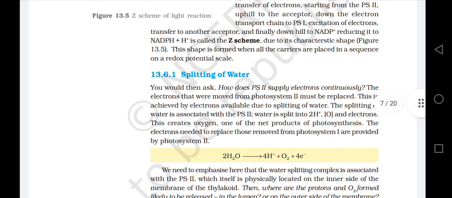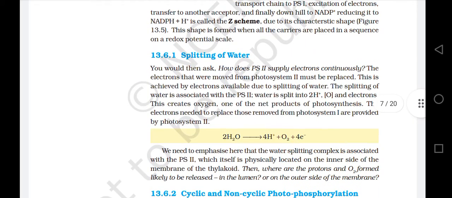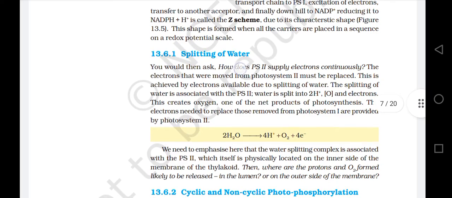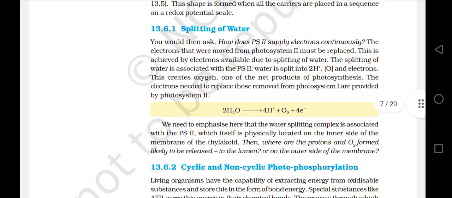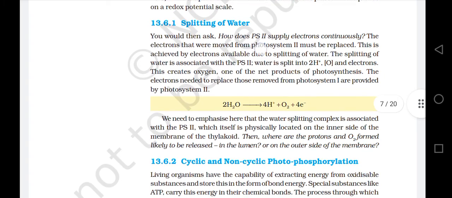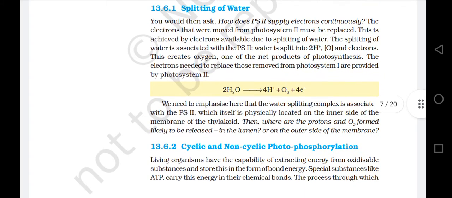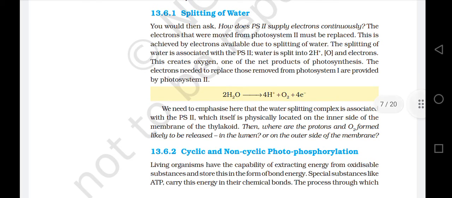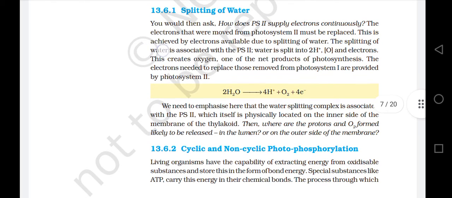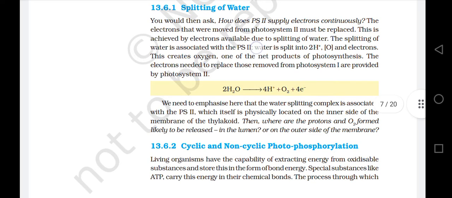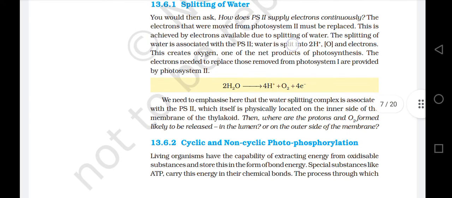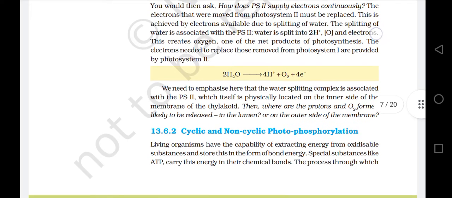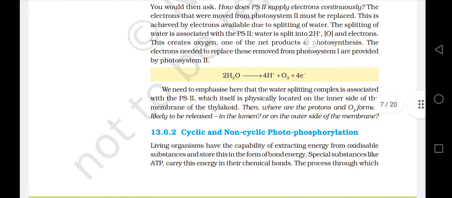13.6.1. Splitting of water. You would then ask, how does PS2 supply electrons continuously? The electrons that were moved from photosystem 2 must be replaced. This is achieved by electrons available due to splitting of water. The splitting of water is associated with PS2. Water is split into 2H+, O, and electrons. This creates oxygen, one of the net products of photosynthesis.